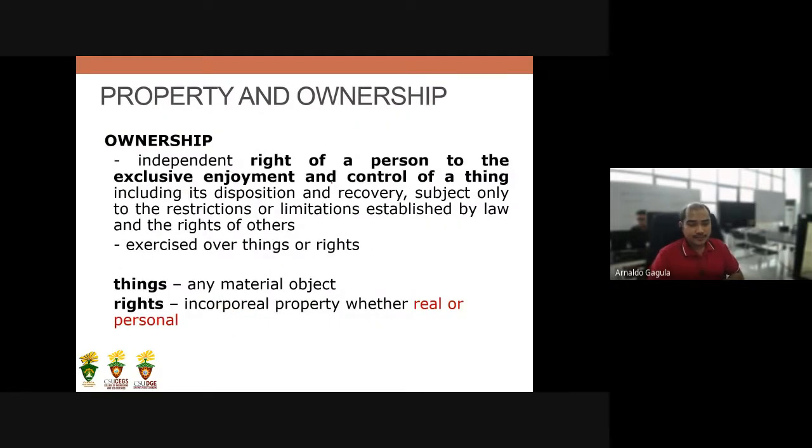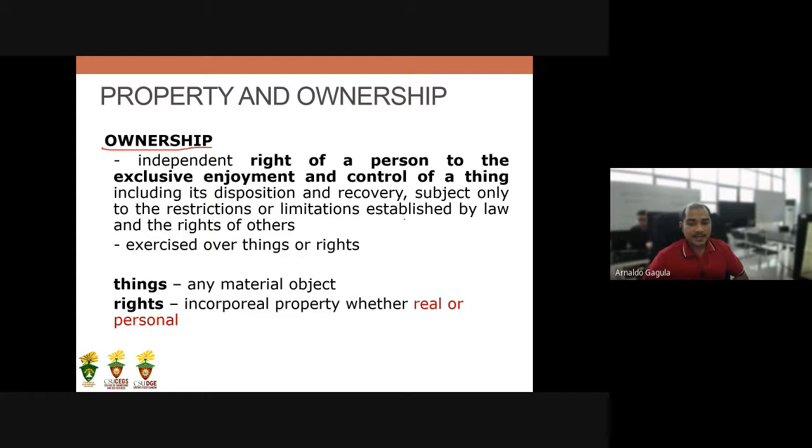Ownership. When we say ownership, let us discuss it in relation to property. Ownership is the independent right of a person to the exclusive enjoyment and control of a thing, including its disposition and recovery, subject only to the restrictions or limitations established by law and the rights of others. So this is exercised over things or rights.